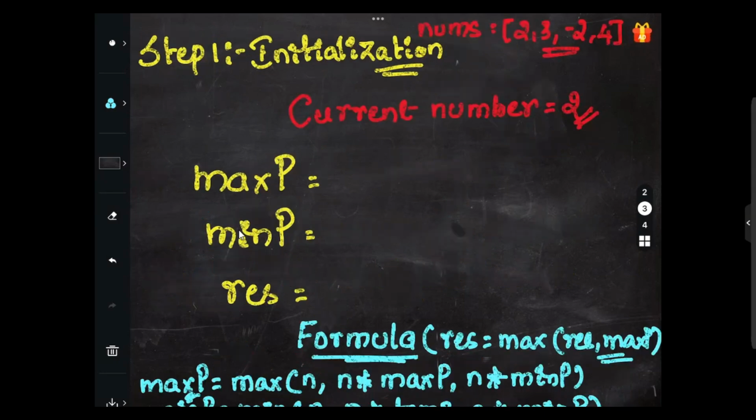Let's go with the initialization. The first number here is 2, so the current number we have considered will be 2. So max p will be 2, min p will be 2, and result will be 2.